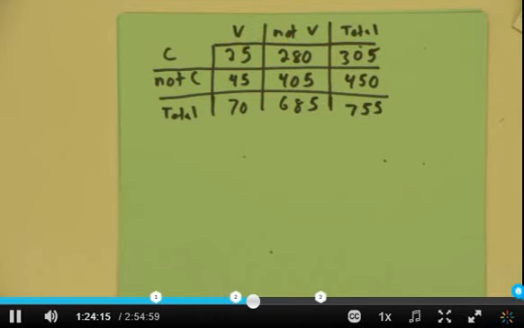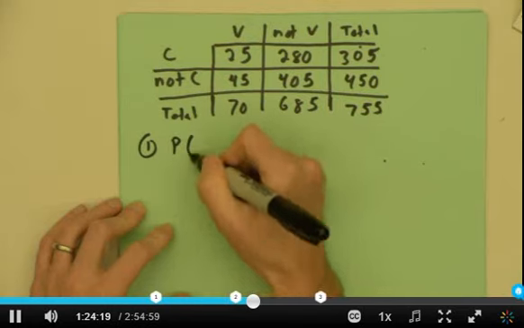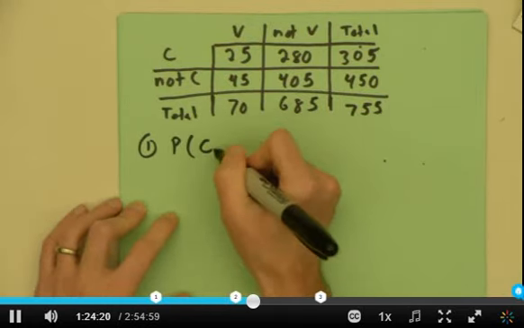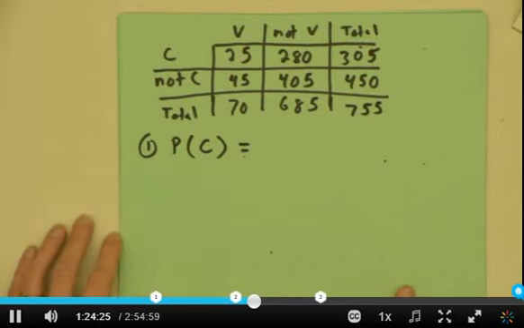Now I have 4 questions I'd like us to answer. Let's find the probability that the driver is a cell phone user. From this table, how would I get that?